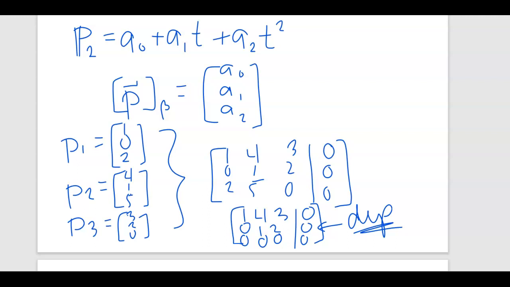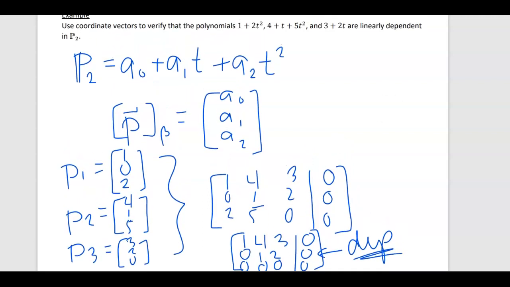What does that mean? So what that means is you could then write any one of these in terms of the other ones. So I could write 1 plus 2t squared in terms of a coefficient times this, or a constant times this, plus a constant times this, because they are linearly dependent pieces. Or you could choose any of them to do that.